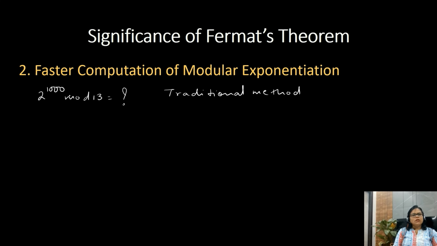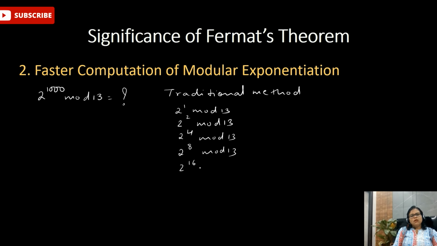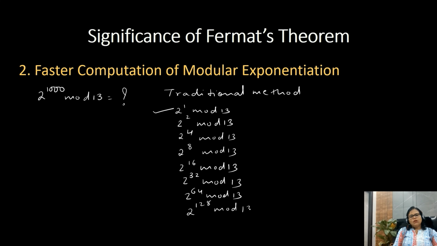However, what we do in the traditional method is that we first check what is 2 raised to the power of 1 mod 13, then 2 raised to 2 mod 13. Then we check the value of 2 raised to 4 mod 13. Then we proceed with 2 raised to 8 mod 13, 2 raised to 16 mod 13, 2 raised to 32 mod 13, 2 raised to 64 mod 13, 2 raised to the power of 128 mod 13, and likewise we compute the final answer, which is 2 raised to 1000 mod 13. If you do this method, it becomes quite a lengthy method. You have to compute each and every value here.